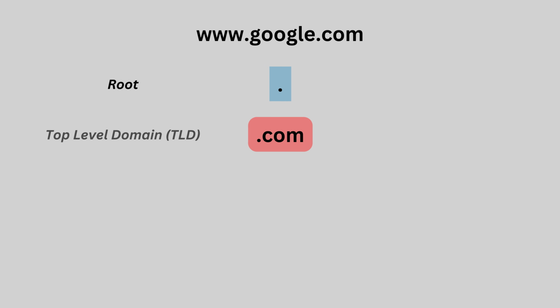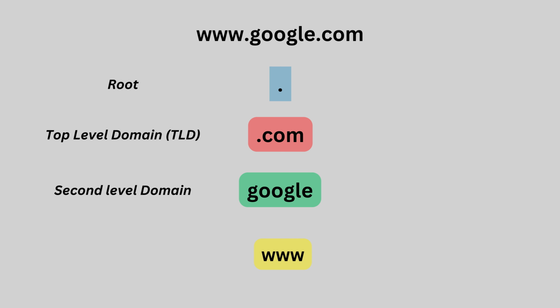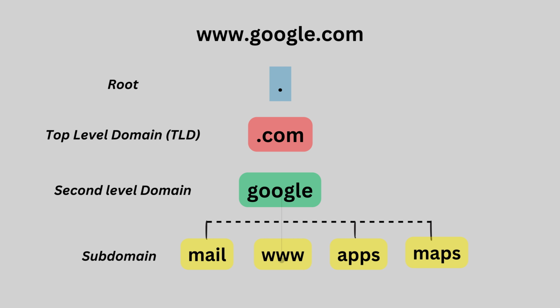Domain names are structured hierarchically. For instance, www.google.com is broken down into the root of the domain hierarchy; .com, the top-level domain, TLD, which indicates the type of organization, commercial in this case; Google, the second-level domain, which identifies the organization; and www, a subdomain, used for a specific service under the main domain.